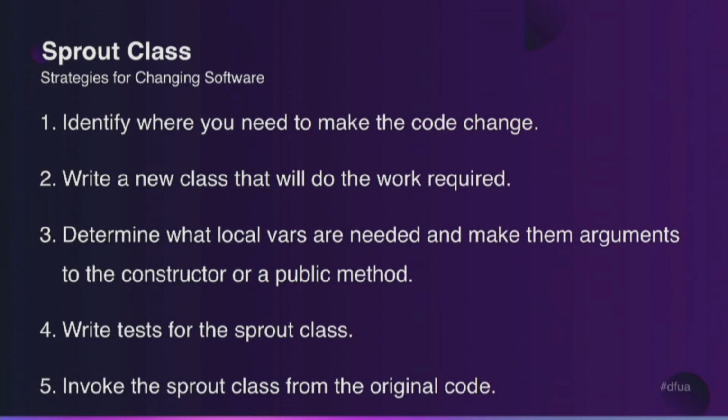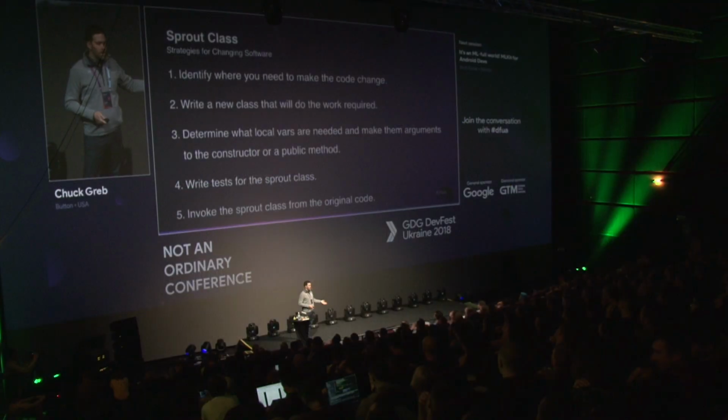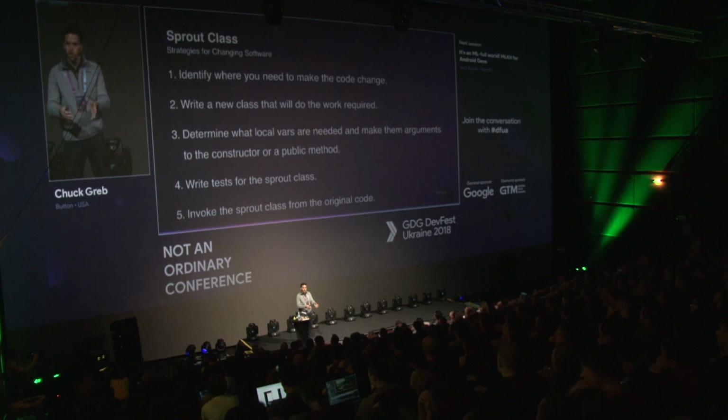So sprout class: identify where you need to make the change, write a new class that's going to do the work that you need. Any local data that you would need to interact with, local variables, they become arguments to the constructor or the public method on the new class. And then you can write tests for your sprouted class.